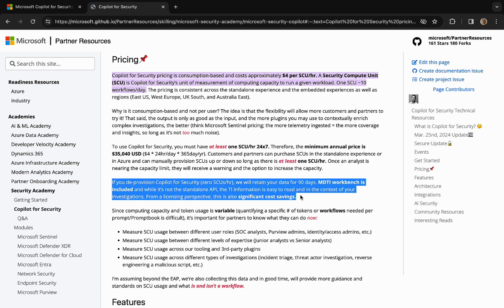If you deprovision Copilot for Security, your data will be retained for 90 days. MDTI Workbench is included. And while it's not the standalone API, the TI information is easy to read in the context of your investigations. And from a licensing perspective, this is also a significant cost savings. There you go. Interesting stuff indeed.